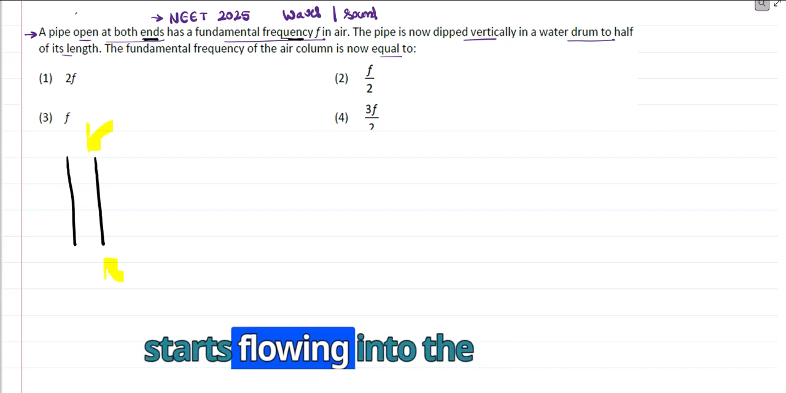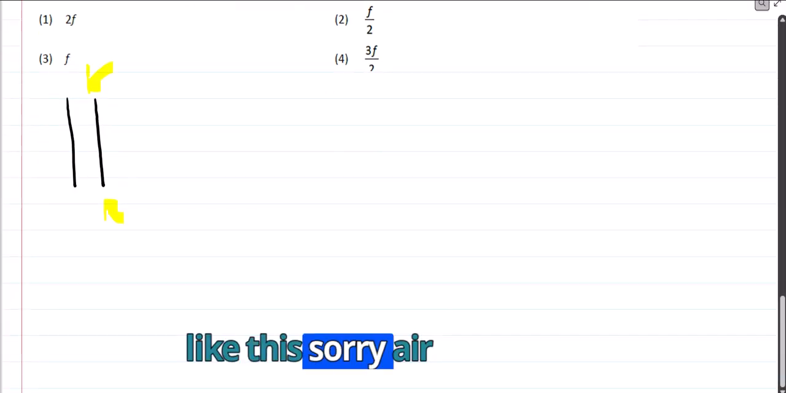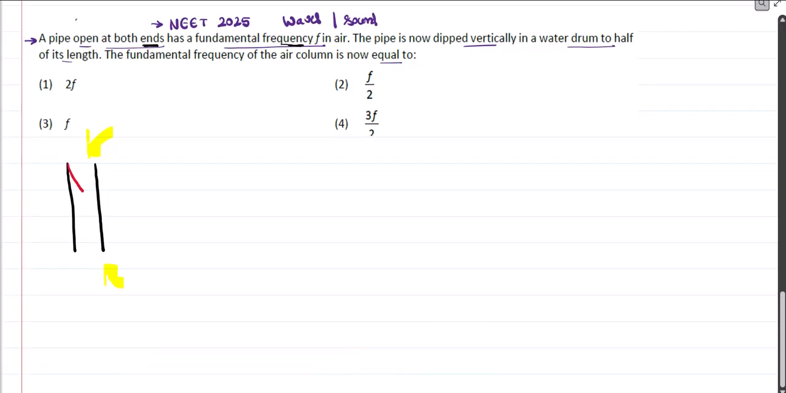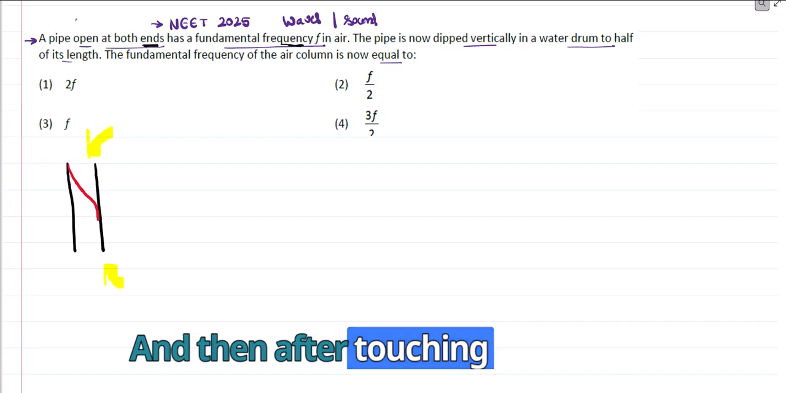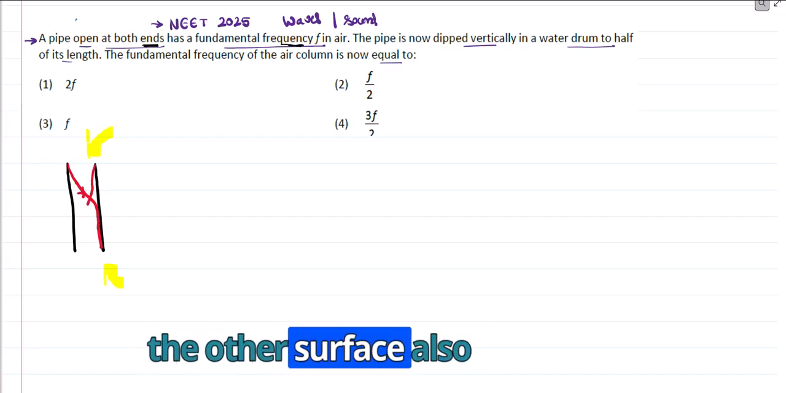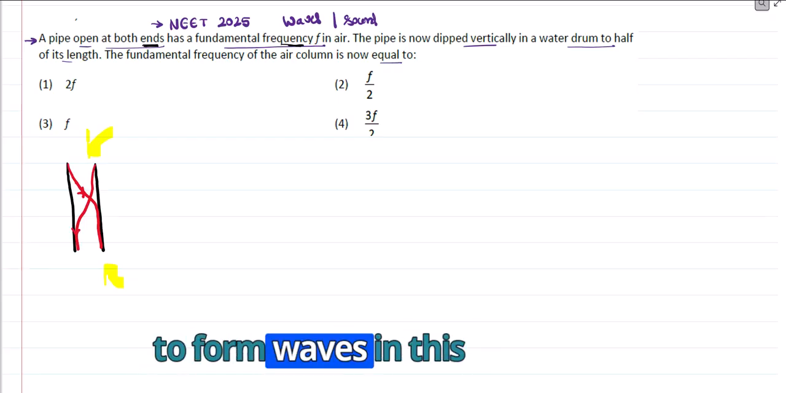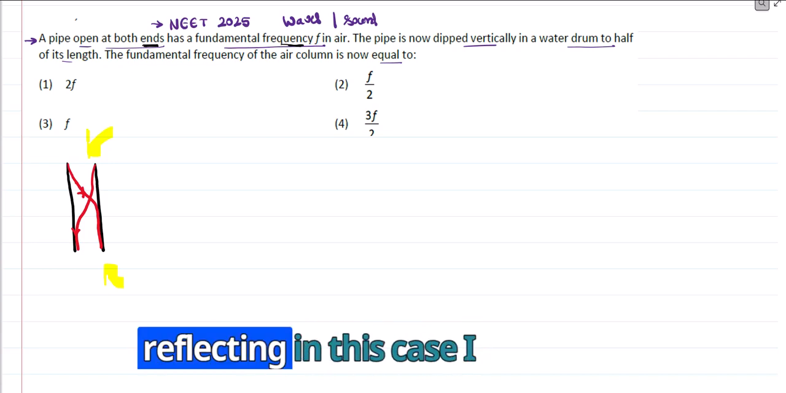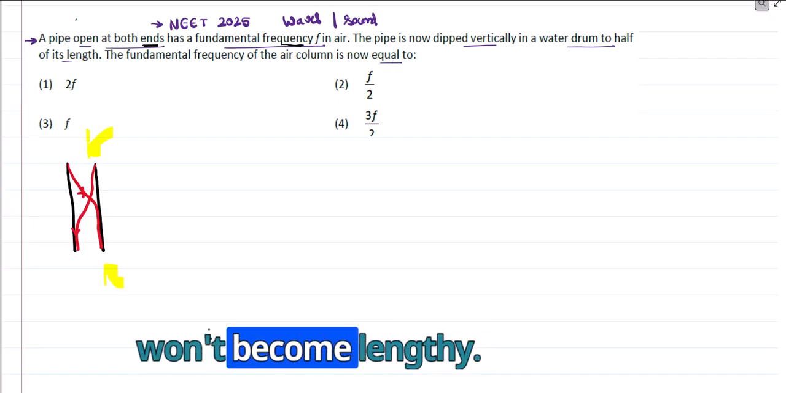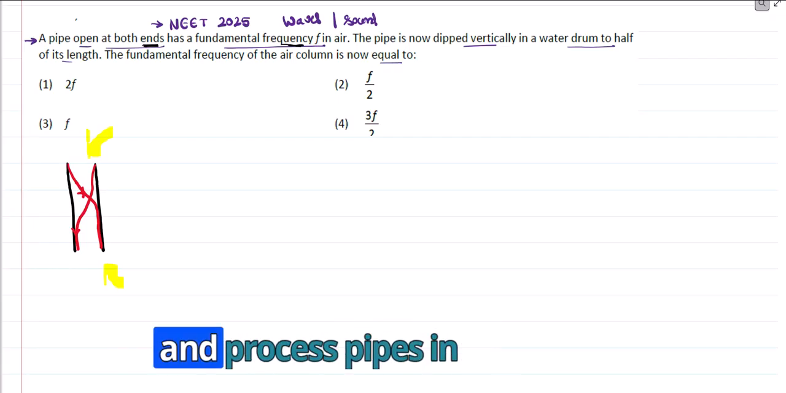So when air starts flowing into the pipe, how does it happen? Air enters into the pipe like this, and then after touching this surface, it will become like this. And then air entering from the other side also goes like this. So this is how waves are formed in this, right? How it is reflecting in this case, I am not explaining in this video so that it won't become lengthy. Please go into the waves chapter. There I have explained in detail what happens with open pipes and closed pipes.